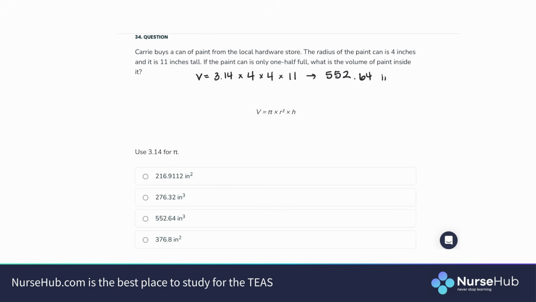552.64 inches cubed. But remember, the problem said only half full. So we're going to divide this number by 2, which gives us 276.32 inches cubed. All right, some of these questions get tricky because they want you to pay attention to the directions that are in there. So even though we had the formula, there was something else to do as part of this problem.